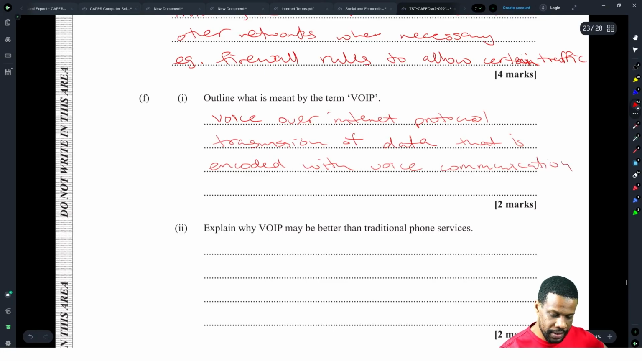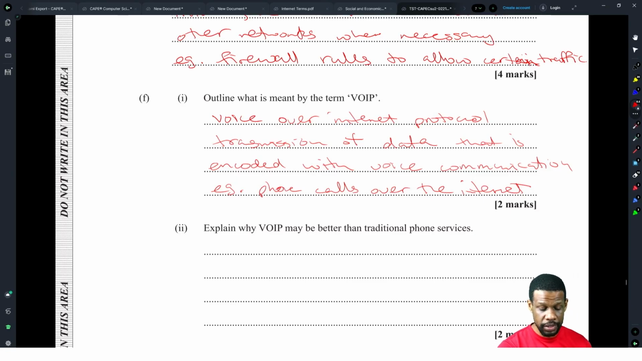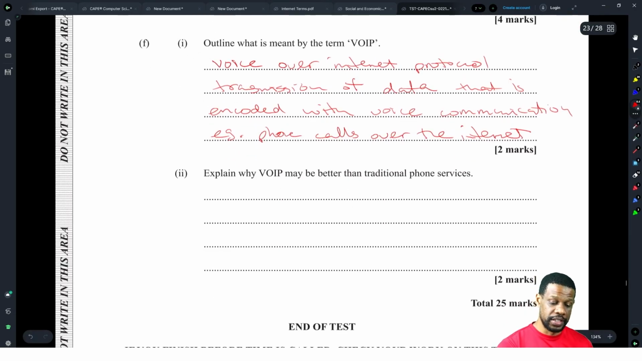I don't know what to say about that. Outline what is meant by VoIP. Example, phone calls over the internet. I'm not too sure. Usually when I don't understand, I kind of dumb down the answer as best as I could and give an example. Because they say outline, so for example, and hopefully the examples would be good enough for them to understand that you know what you're talking about. You give the acronym and then what else? I don't know. Yeah. Voice over IP, and it's used to make calls, I guess.